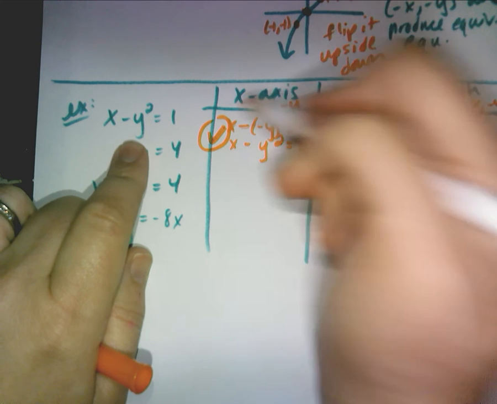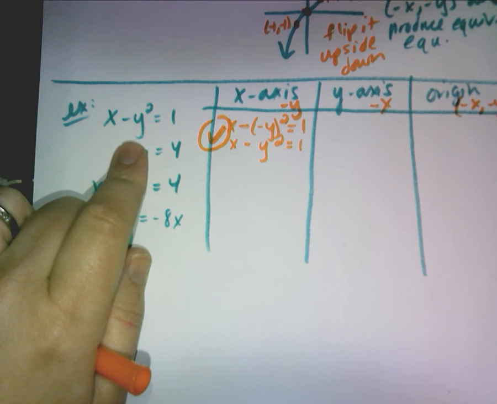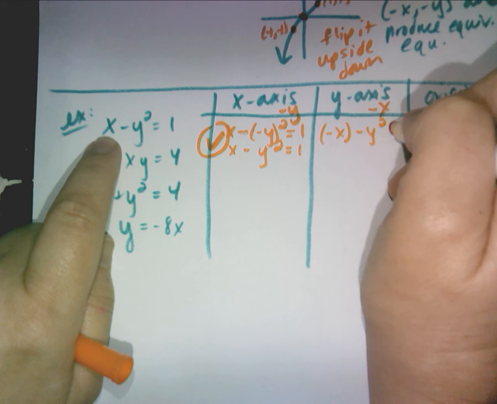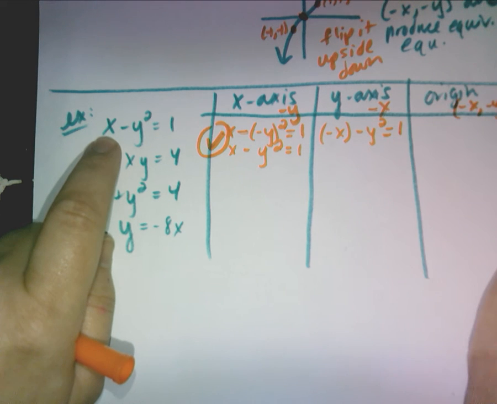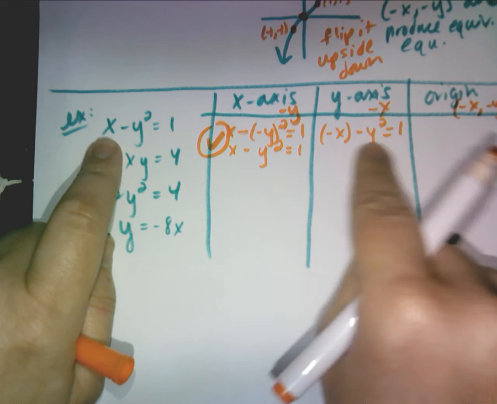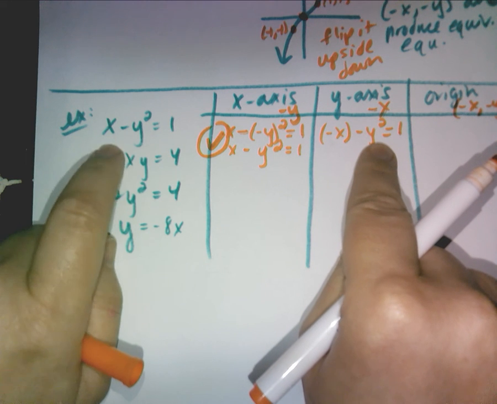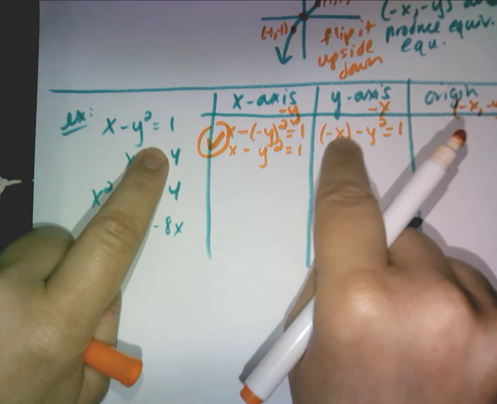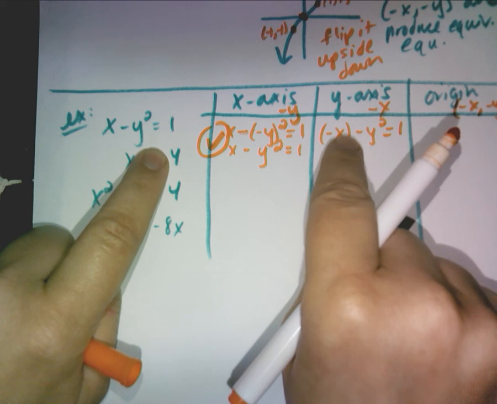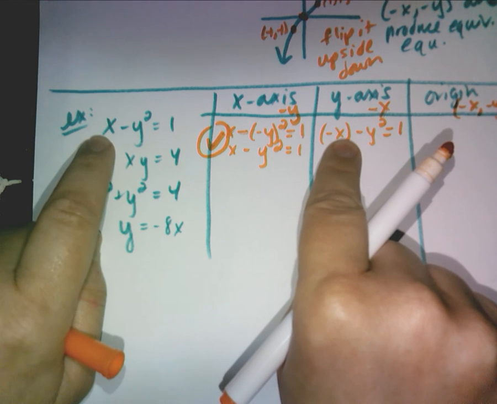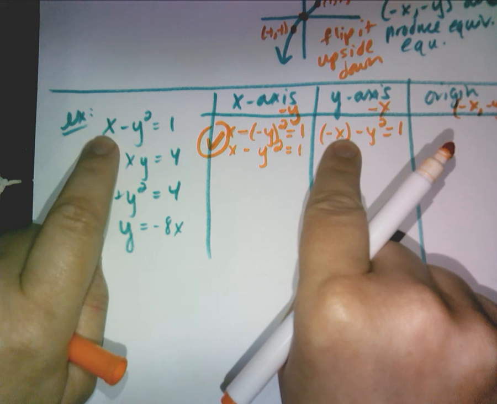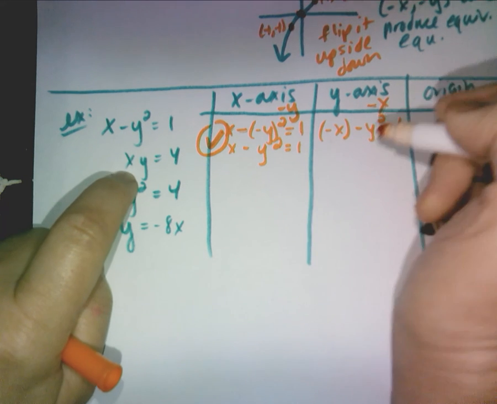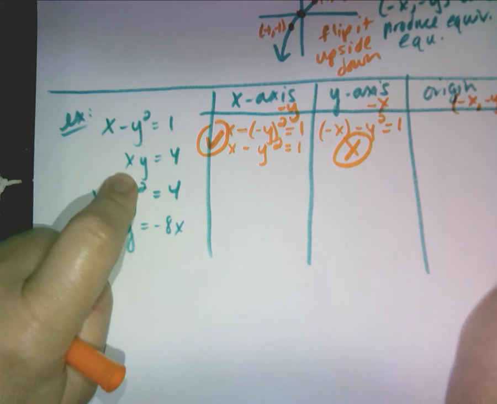This has x-axis symmetry. Check. Negative x minus y squared equals 1. Is there anything I can do to manipulate this equation to look like this? Anything? No, because wouldn't the negative x always be negative x? I can't get it to be positive x. I can't get this to be positive and this to be negative and this to be positive. I cannot do it. So this does not have y-axis symmetry.